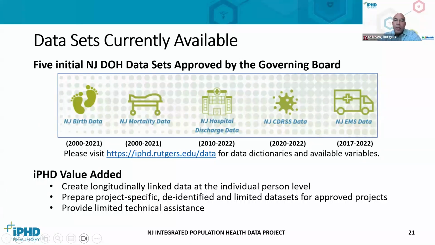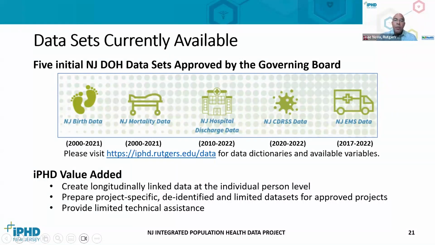If you're not very familiar with those, I can give you a brief summary on some of these. So the New Jersey birth data contains attributes of the newborn and mother, the mother's prenatal history, pregnancy and birth details, as well as newborn care with procedures and interventions. And currently, this data is available through the iPHD from the year 2000 up to 2021.